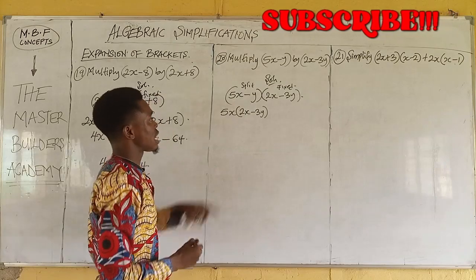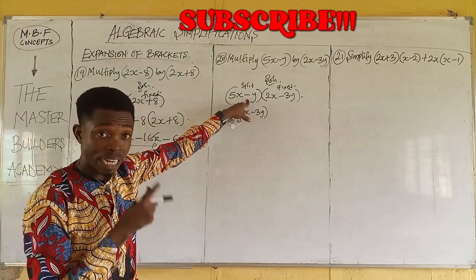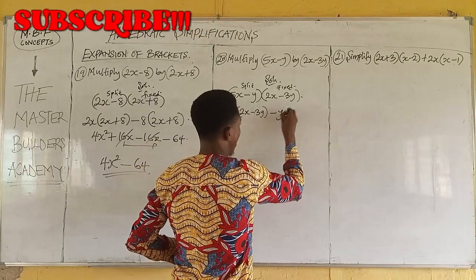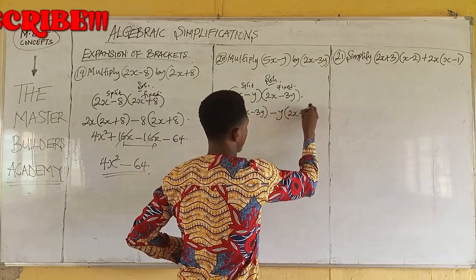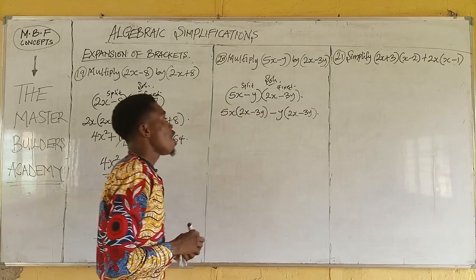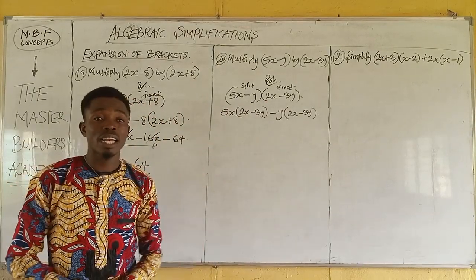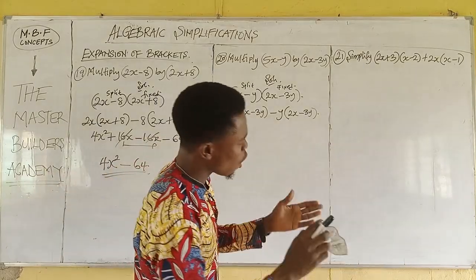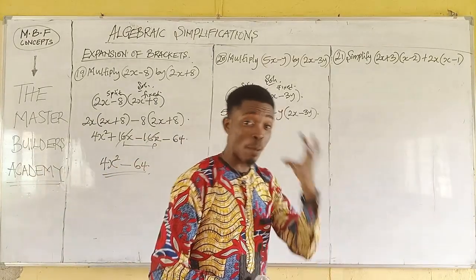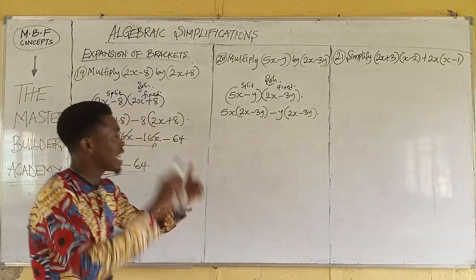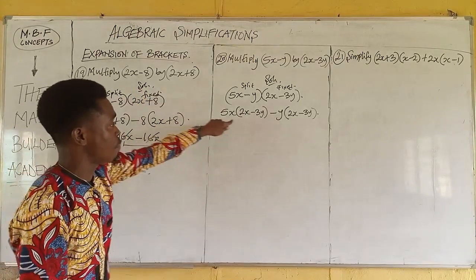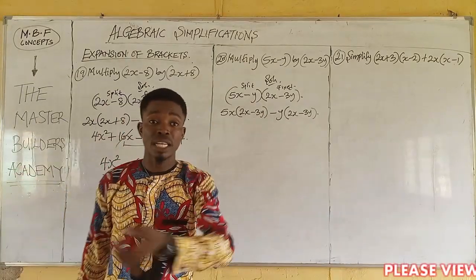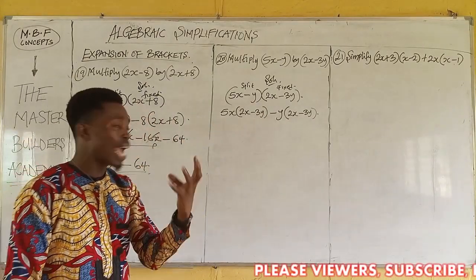Now we are done with that. Then the next thing is to what? We come to the first bracket. Also, the next term there is minus y. So we put down minus y to also multiply the second bracket. It's as simple as this. All we need to do here is to clear off the bracket. And how do we clear off the bracket? We multiply each bracket by their respective multiplication factor. For the first bracket, the multiplication factor there is 5x. And for the second bracket, the multiplication factor there is minus y.